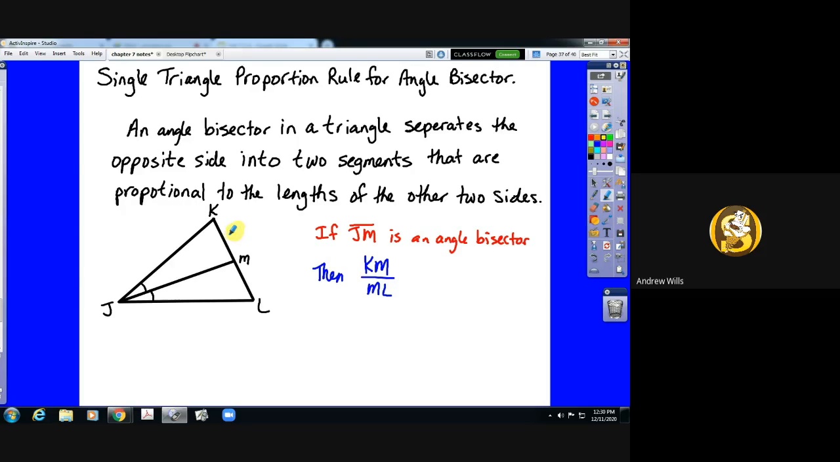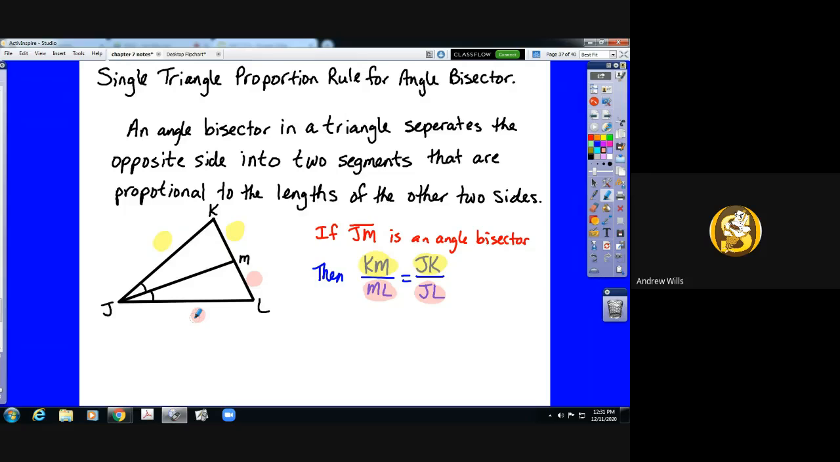KM to ML is equal to the ratio of the two remaining sides, which would be JK and JL. Now notice that I put the endpoint, the side that connects to that piece, on the same side of the fraction. So since JK is connected to KM, they both go on top. And since JL is connected to ML, it goes on the bottom.